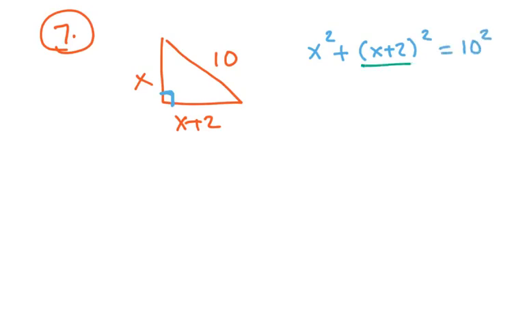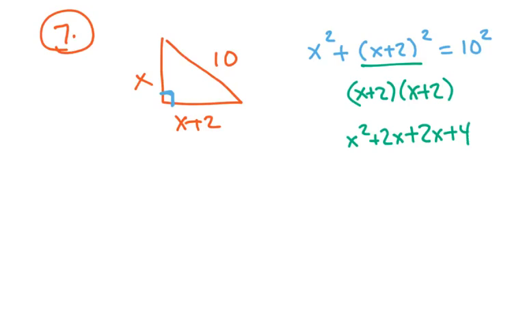Very important, when you see (x plus 2) squared, it means you have to FOIL, which means you're going to do (x plus 2) times (x plus 2), which yields x squared plus 2x plus 2x plus 4. Again, x times x is x squared, x times 2 is 2x, 2 times x is 2x, and 2 times 2 is 4. From here, we know that 2x and 2x is 4x, so x squared plus 4x plus 4.